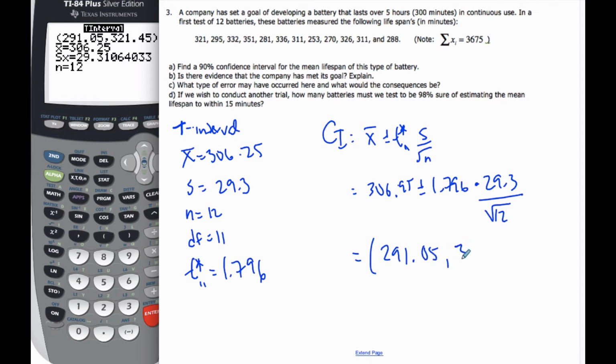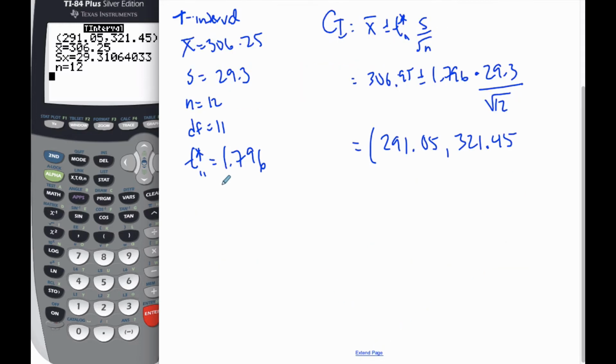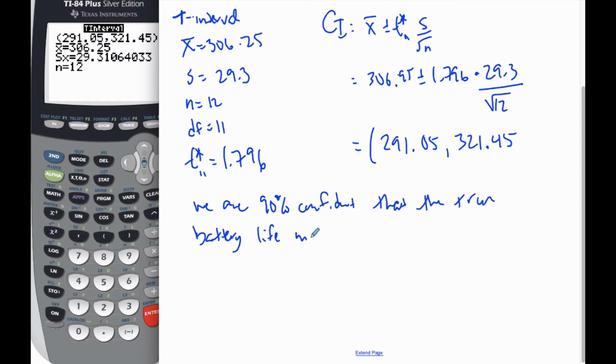291.05 to 321.45. And so my conclusion is we are 90% confident that the true battery life mean is in between 291 and 321 to 3 significant figures.